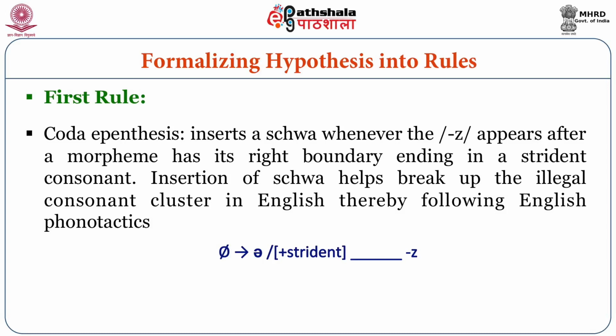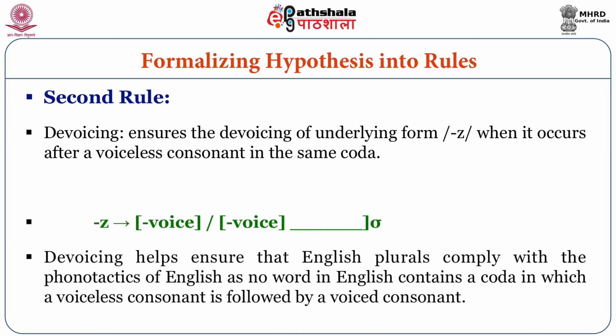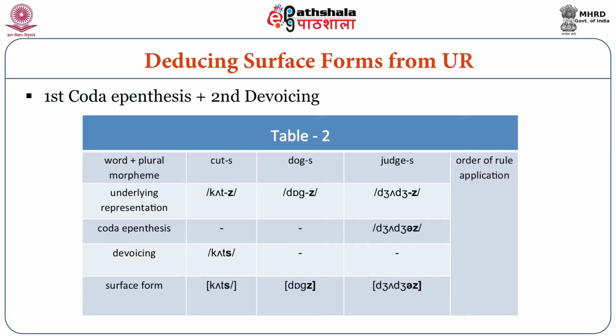You can see on your screen the example. Now the second rule is devoicing. Devoicing ensures the devoicing of the underlying form when it occurs after a voiceless consonant in the same coda. Devoicing helps ensure that English plurals comply with the phonotactics of English, as no word in English contains a coda in which a voiceless consonant is followed by a voiced consonant. So on your screen, just find this, deducing surface forms from UR. First coda epenthesis plus second devoicing.